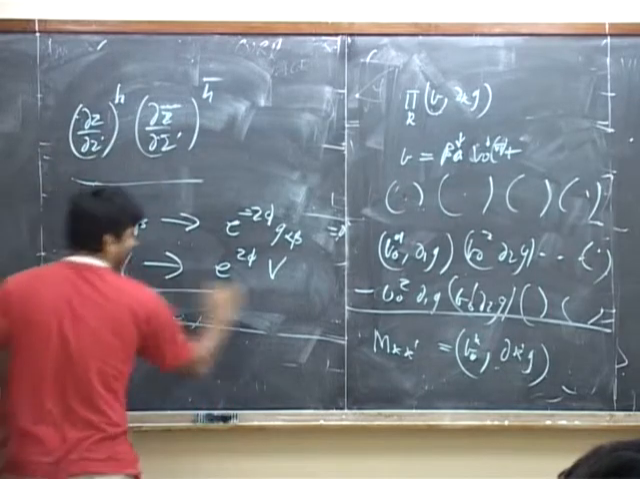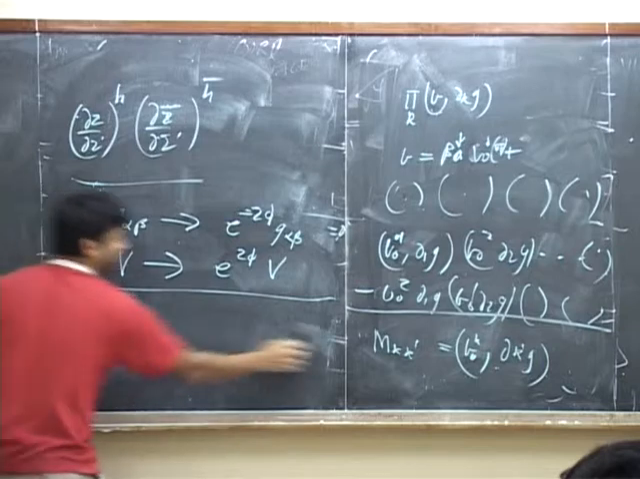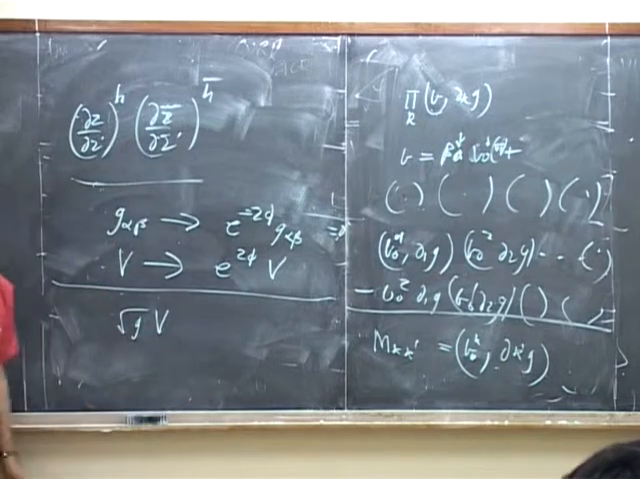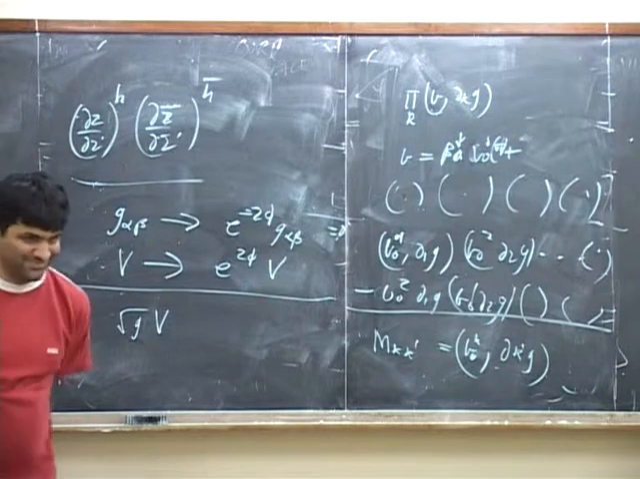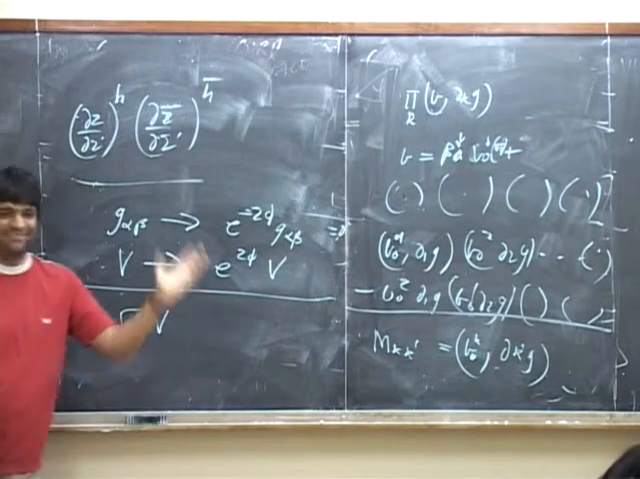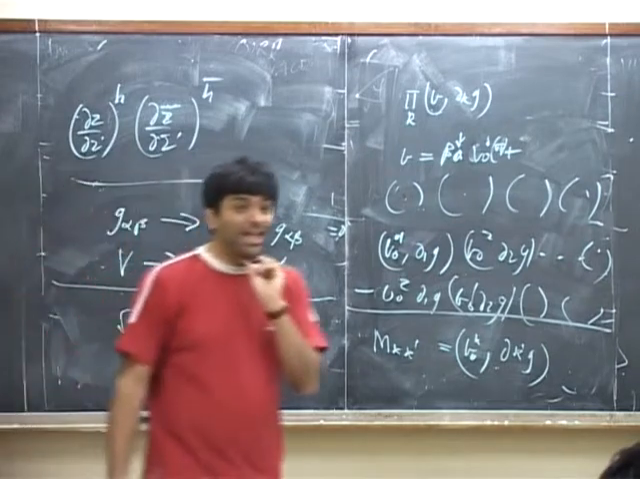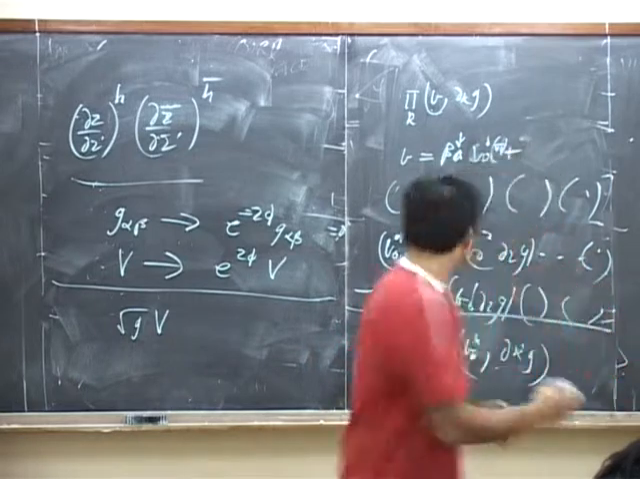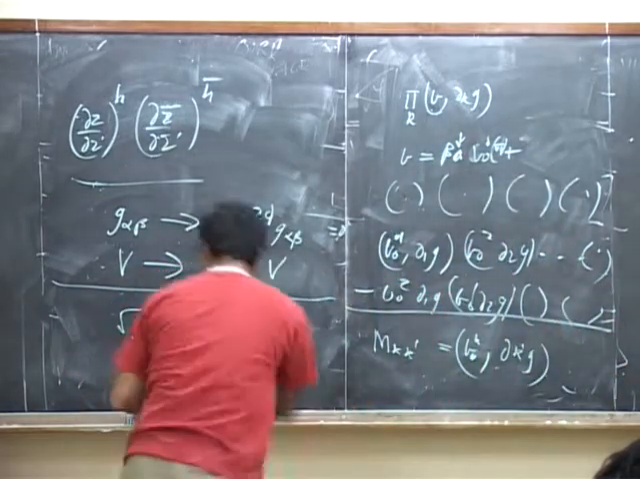Because of that, every insertion of square root g times V is Weyl neutral. So this part of the insertion is fine. B and C is fine. Actually, there's only one thing that is dangerous, and that's the B insertion.